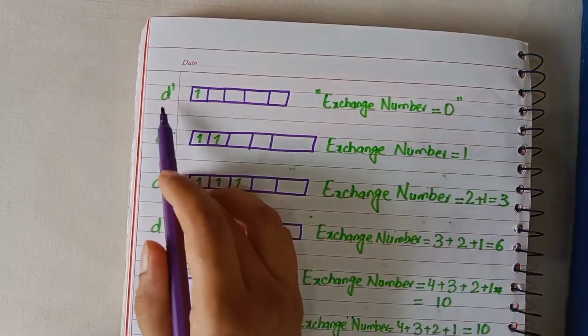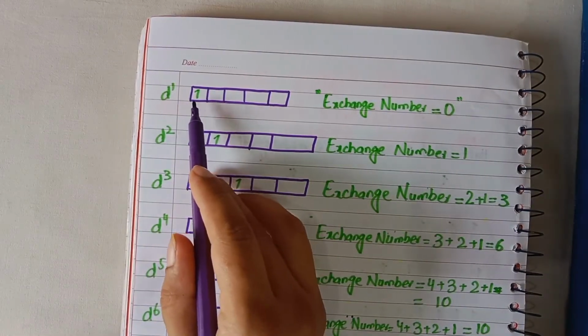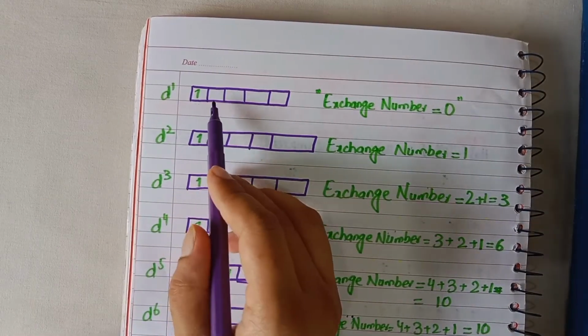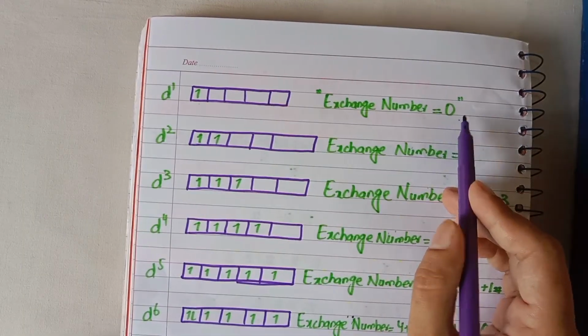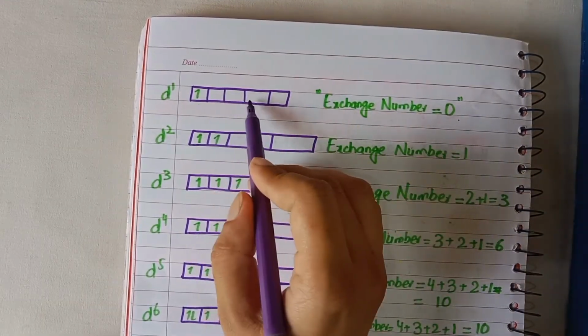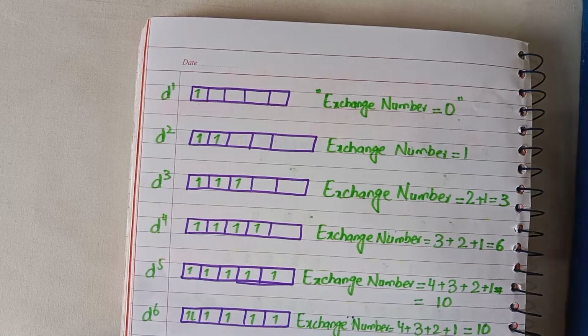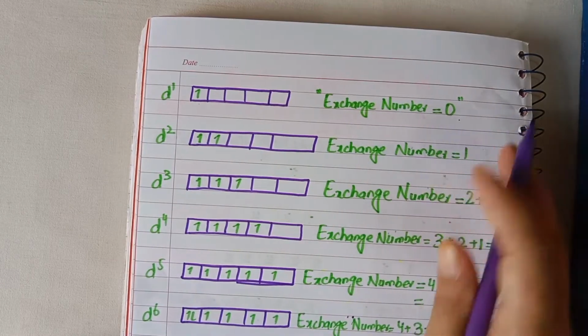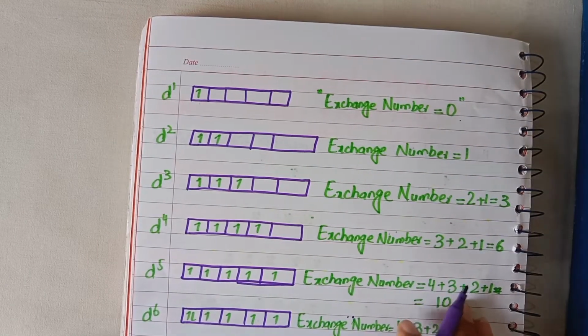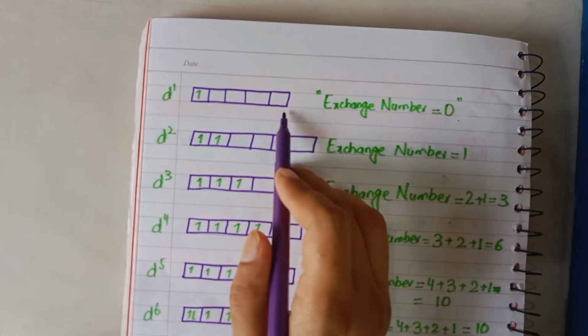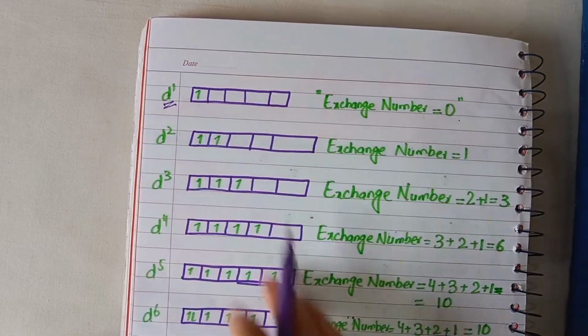Now for the d1 state, we can see that only one electron is present. It means that its exchange number is 0 because there is no other electron with which it can exchange its position. That's why its exchange number is 0. And if we talk about its symmetry, it is an unsymmetrical distribution. That's why the d1 state is unstable.